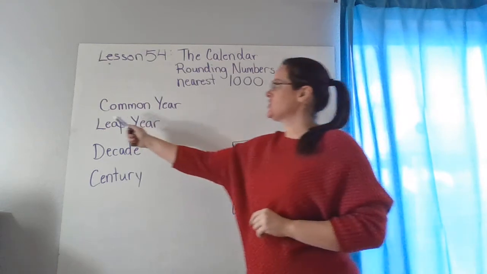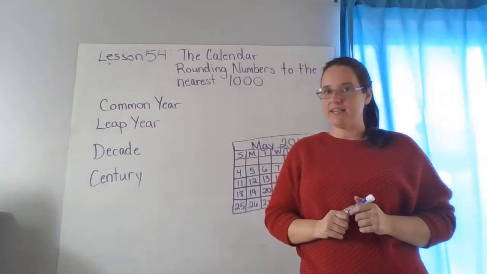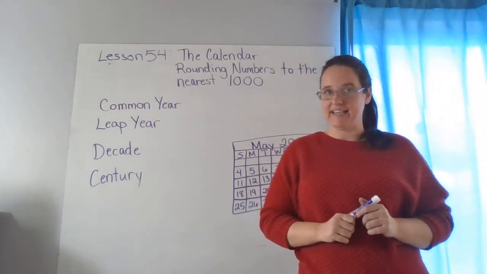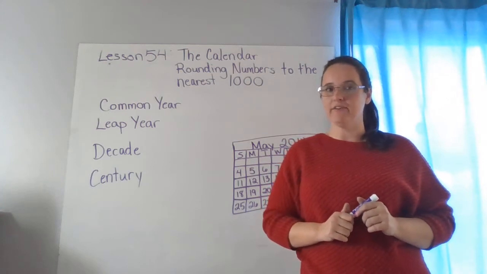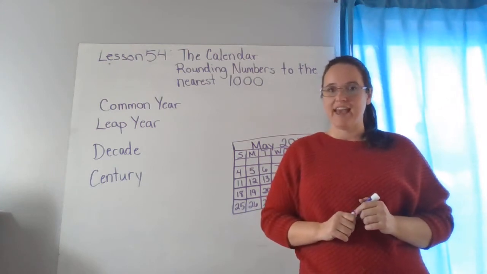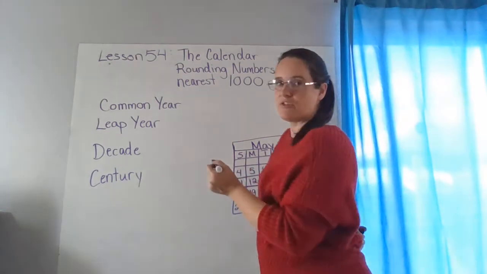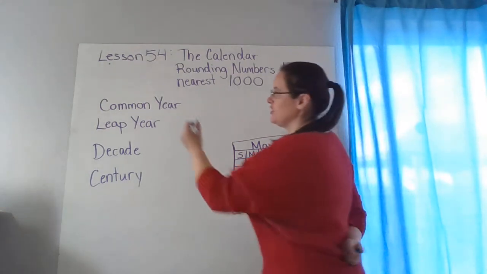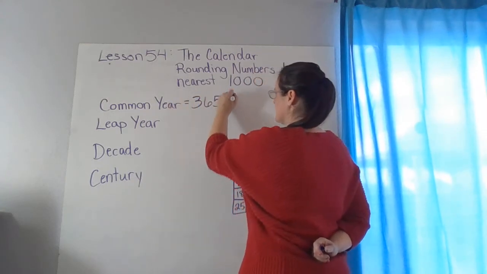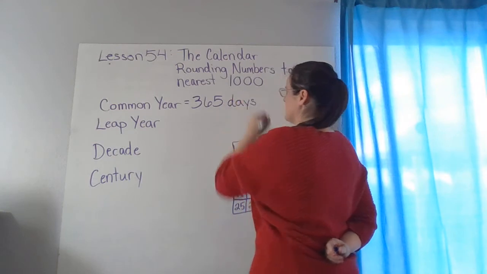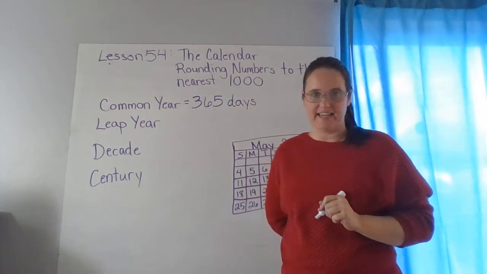So, we're going to start with the common year. The common year has how many days? Think about that, shout it out, yell it at your TV screen. How many days are in the common year? If you said 365, you are correct. The common year has 365 days.